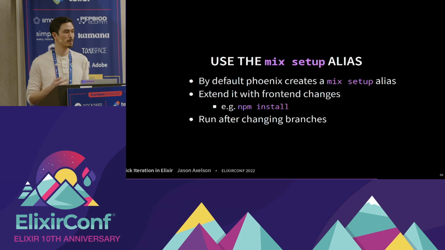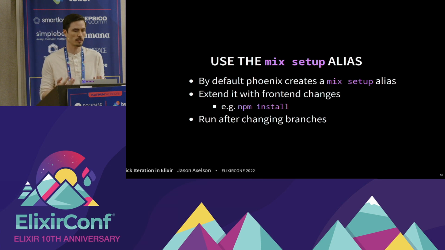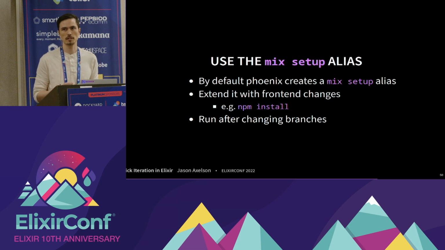Phoenix comes with a mix setup alias. It's very useful, especially if you're switching branches. So I recommend that you maintain it and use it, so that every time after you switch branches, you can call it, and maybe it'll install any front-end dependencies you need. It can run any data migrations. And so whenever you're changing branches, you don't have to think, do I have to run mix deps.get? Do I have to run npm install? No, you can just run mix setup, and everything will be done for you.